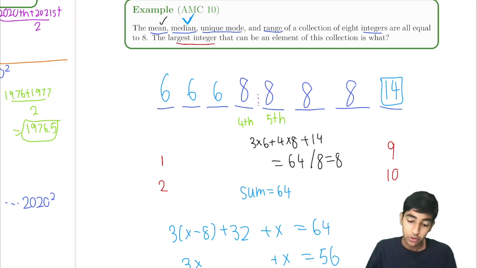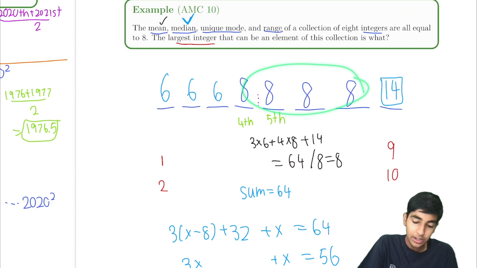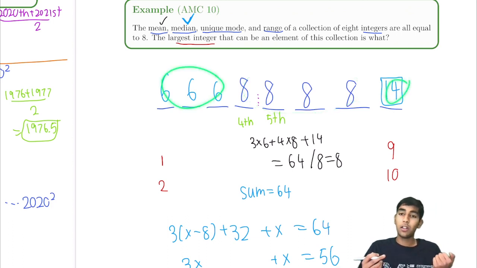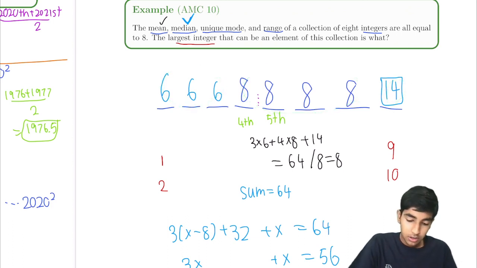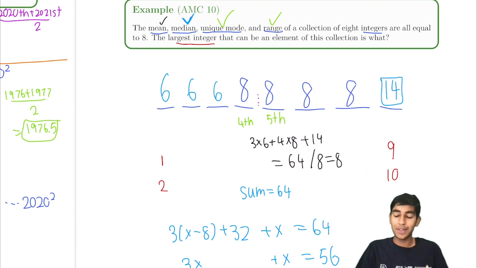Unique mode 8. There's four 8s, and then there's three 6s and one 14. Well, there's the most number of 8s, so check. And range 8. 14 minus 6, check. Our answer is 14. We've confirmed it.